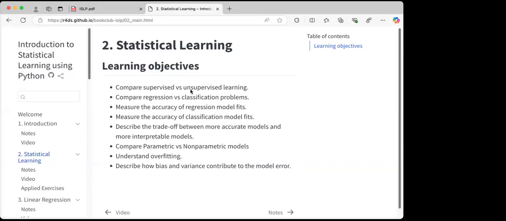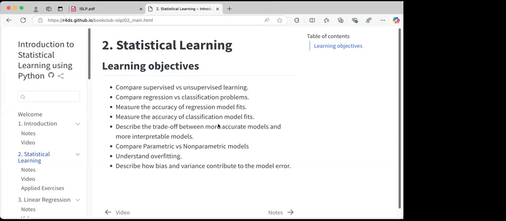Okay. Hello, everyone. This is chapter 2 of the Introduction to Statistical Learning book club. Like the first chapter, it was just a basic overview of what statistical learning is. So in this second chapter, we'll start diving deep into some of the key concepts, some background knowledge that we need to understand the other chapters and basically what we'll be doing throughout the book.